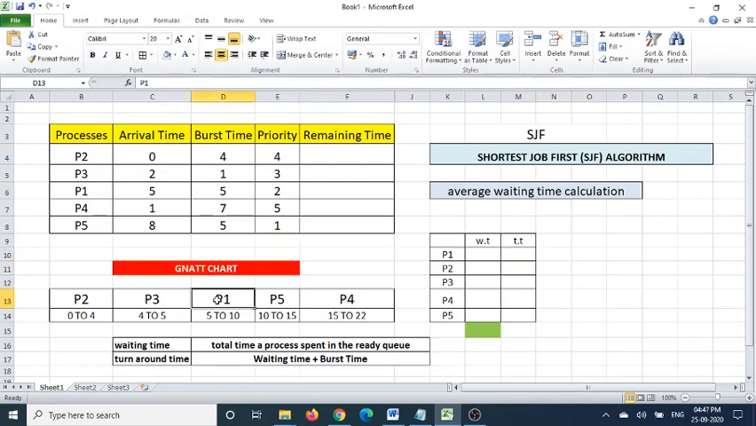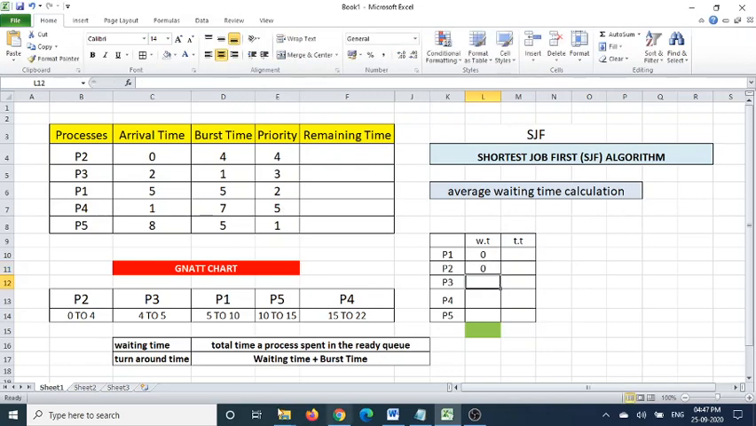Once the Gantt chart is ready, I can just find the waiting time. So if you want to find the waiting time for P1, I just have to find what is the start time of P1. P1 starts at 5. When P1 comes into the queue, 5. So that means 0 is the waiting time. Okay. And what is the waiting time of P2? P2 got the processor at 0. Arrival time is 0. 0 minus 0, 0.